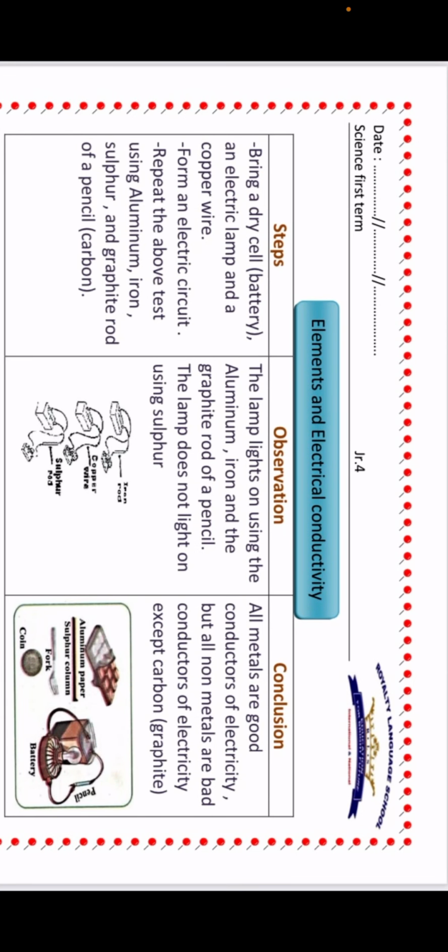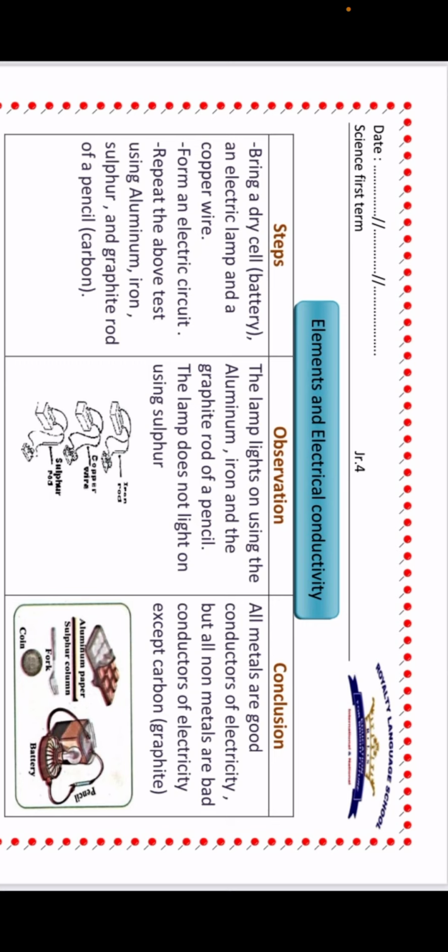The second property is elements and electric conductivity. We wanted to know which are good conductors of electricity and which are bad conductors of electricity.